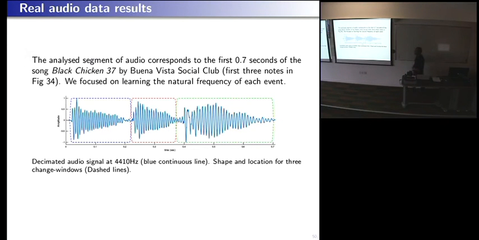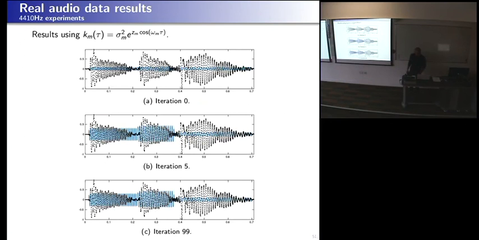Now I present the results we obtained using real audio. As I said, we are trying to model the first 0.7 seconds that correspond to 3 sound events. We frame each event in a different change window. And again, we focus on learning the natural frequency of each event. Here we have the results obtained using the exponentiated cosine kernel. As we saw before, one of the drawbacks of this kernel is that it can only describe functions that have a constant maximum amplitude. After a certain number of iterations, the model can uncover the natural frequency of each of the notes, but is not able to follow the amplitude envelope.